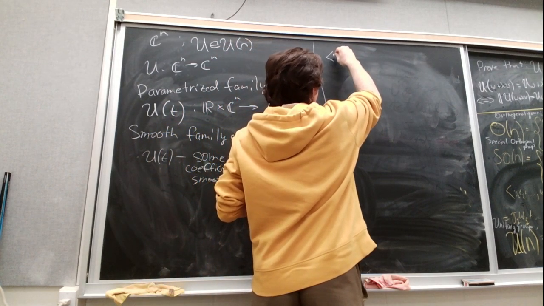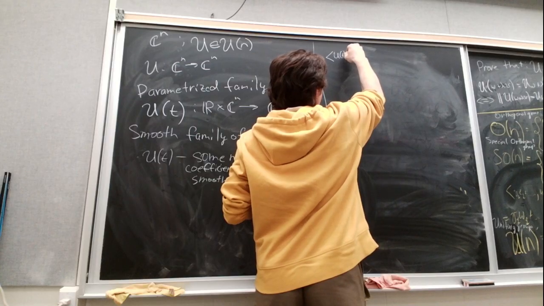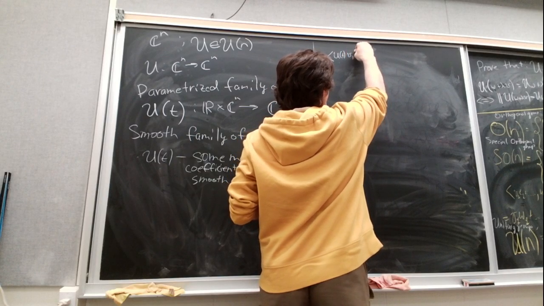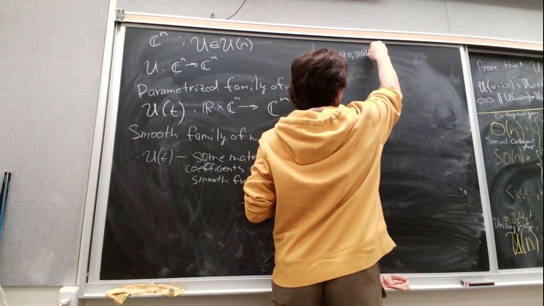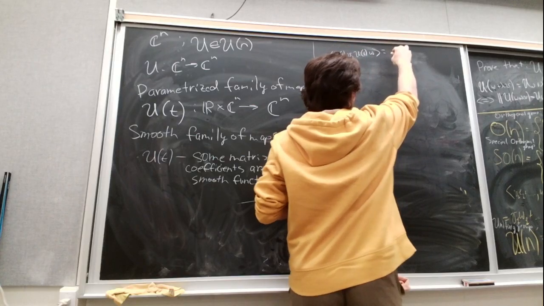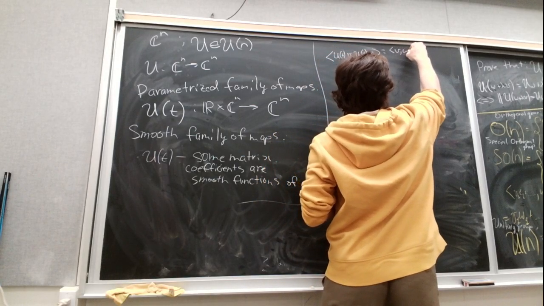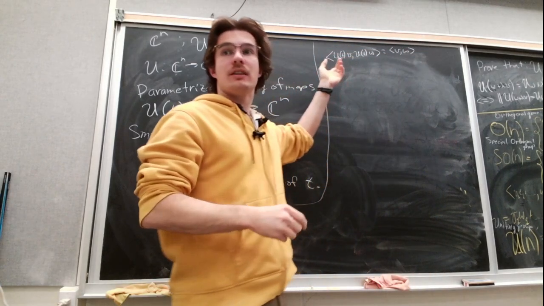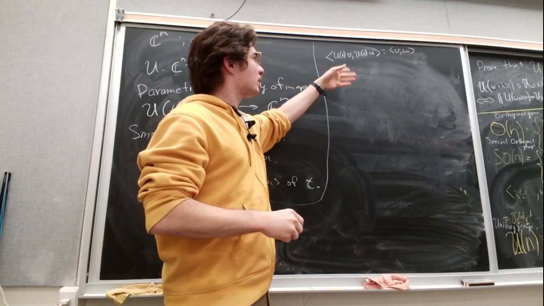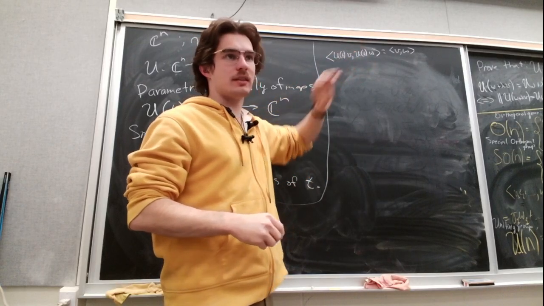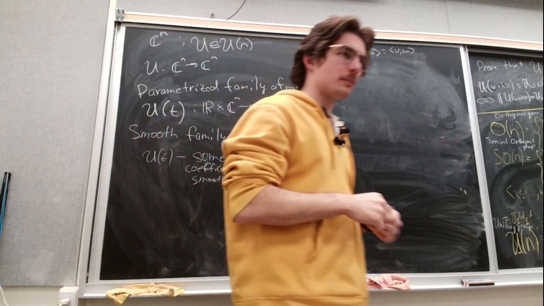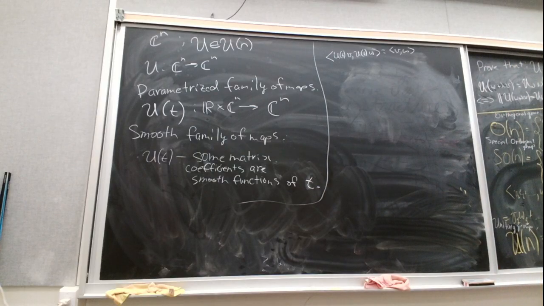So I know that ⟨U(t)v, U(t)w⟩ is always equal to ⟨v, w⟩ for any t, right? Because I said let's let U be this thing that does this. It satisfies this property.